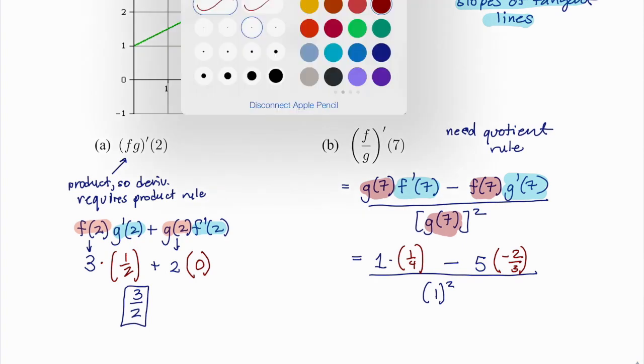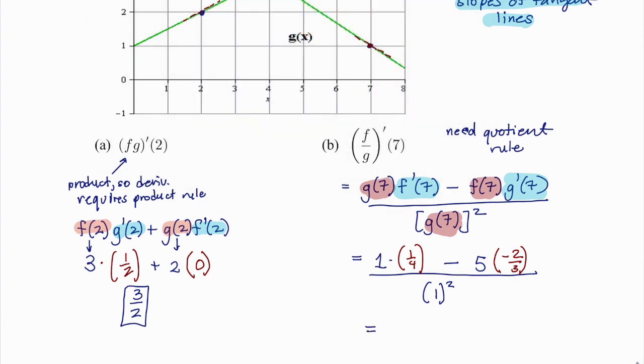And then doing those computations, I have 1/4 plus 10/3 divided by 1. So if I want to, I can get a common denominator of 12 here. So multiply this one by 3/3, that's 3/12. And multiply the second by 4/4, that's 40/12. So I should get 43/12.